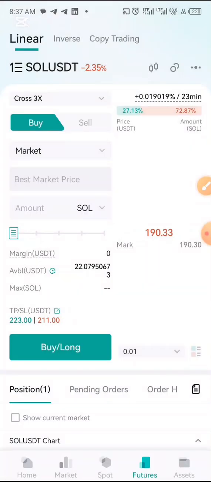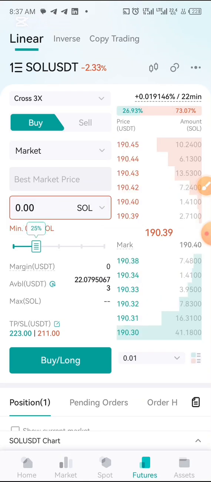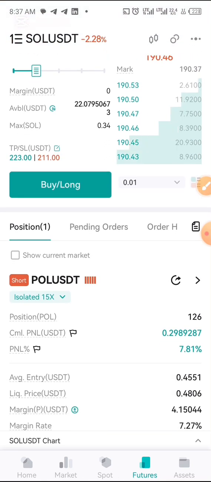So that's all. Once you initiate this trade, you have to put the percentage with which you want to enter that position. Once you enter that trade, it's going to initiate automatically because you are using a market order.